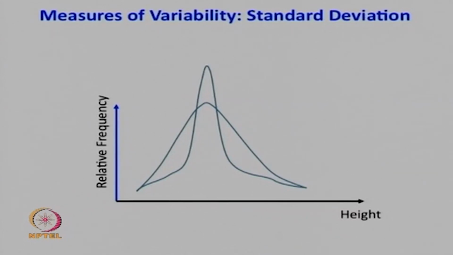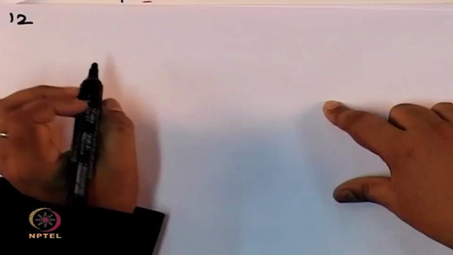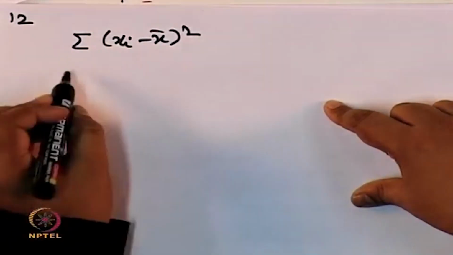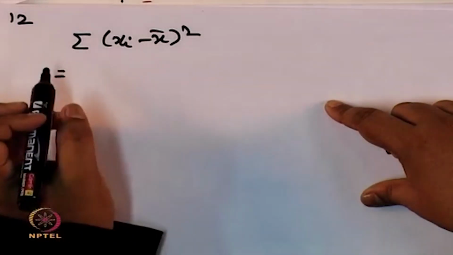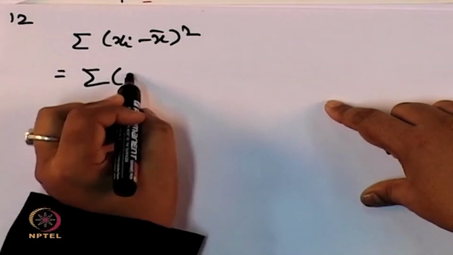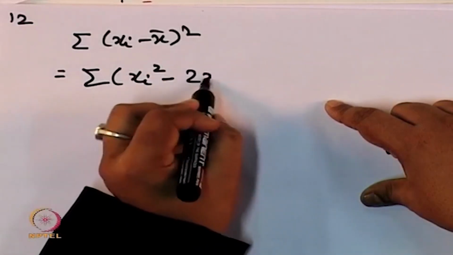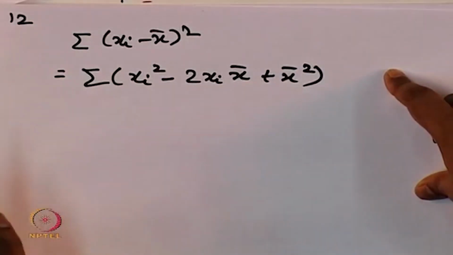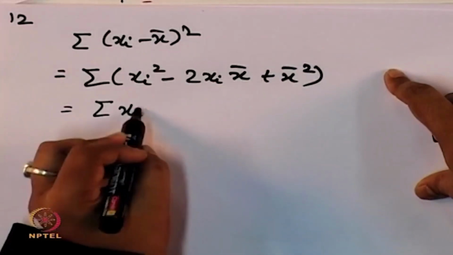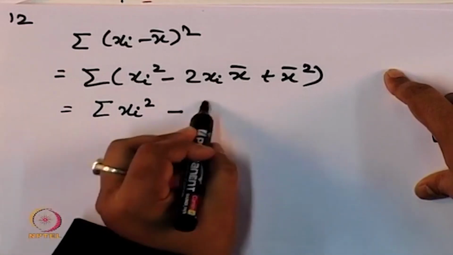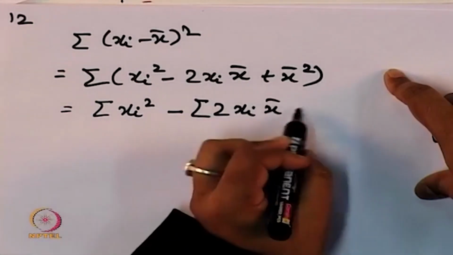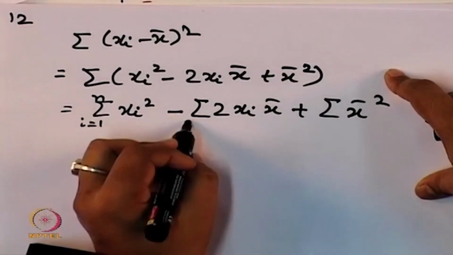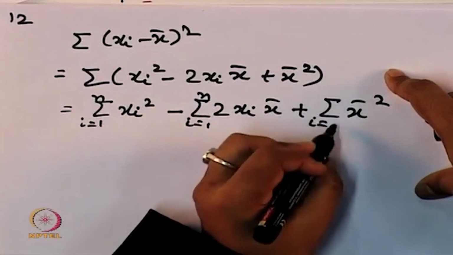Now, there is just one small mathematical trick. When I talk of summation of xi minus x bar whole square, I can expand it. I can write it as xi square minus 2 xi x bar plus x bar square. Then I can write summation xi square minus summation 2 xi x bar plus summation x bar square, where each sum is from i equal to 1 to n.